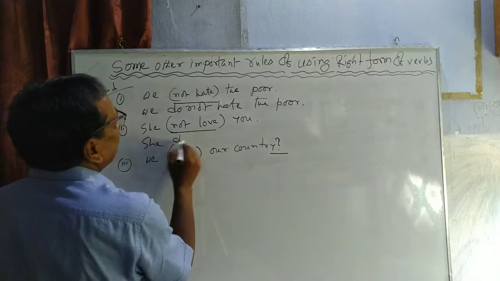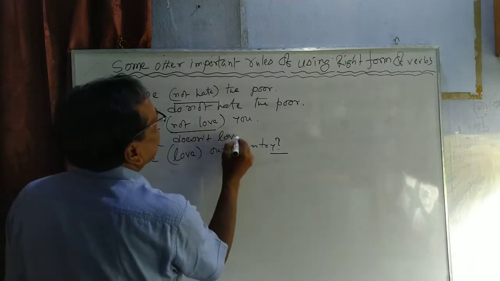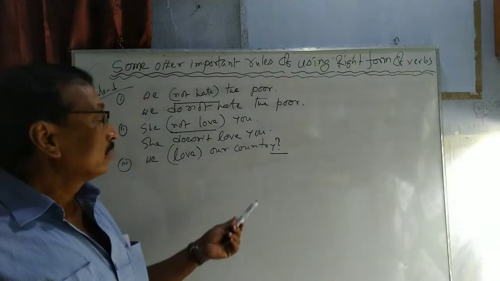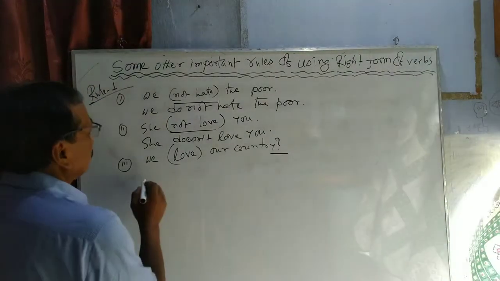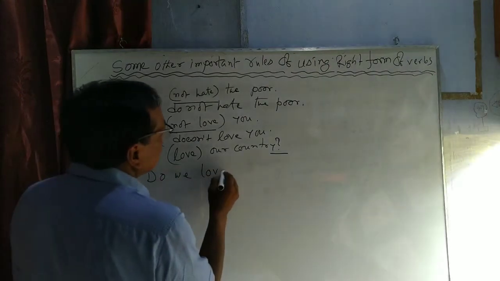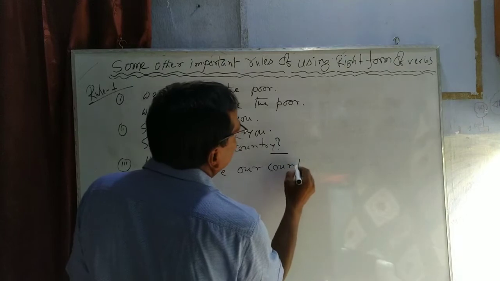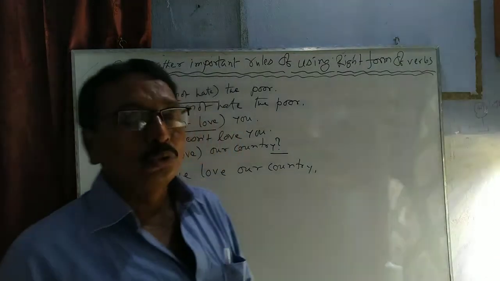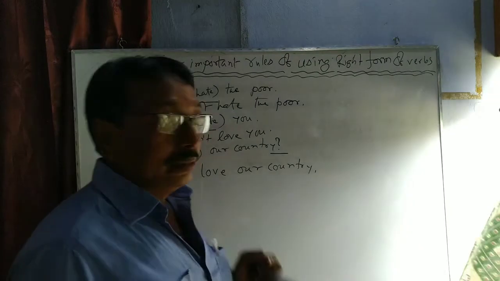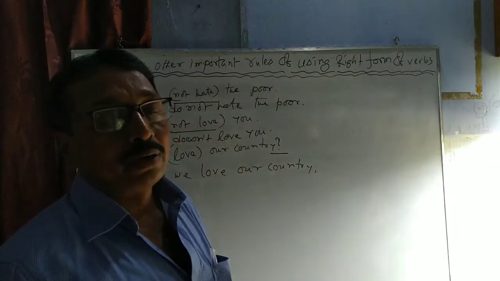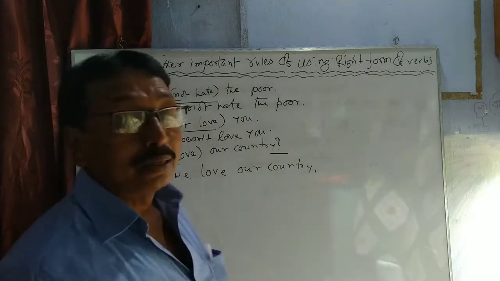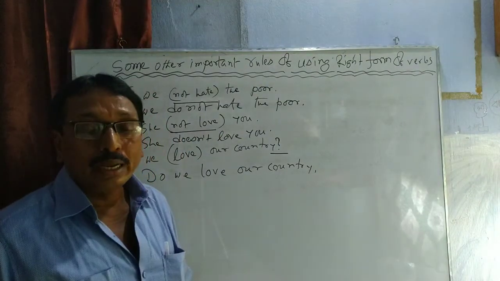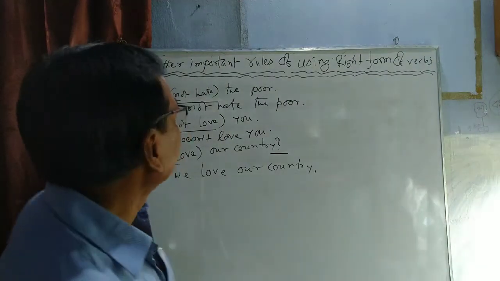She, you know, third person singular number, she doesn't love you. And now the third sentence, you see an interrogation at the end, so we must use do: do we love our country? So if we want to make the sentence negative, we must use don't, doesn't or didn't according to the number and person of the subject and the tense. And we should use do, does or did at the beginning of the sentence if we want to make it a question.